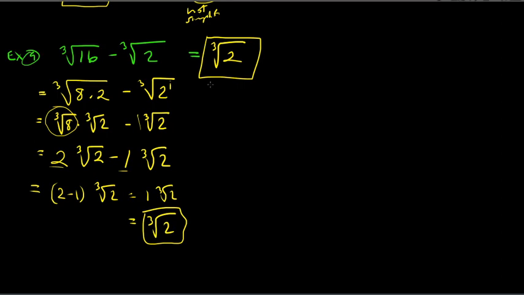It is true that 16 minus 2 is 14, but it is not true that the cube root of 16 minus the cube root of 2 is the cube root of 14. Definitely wrong. In fact, we know what it is. It's the cube root of 2. So that's correct. You can check that on your calculator, but it happens to be correct here.